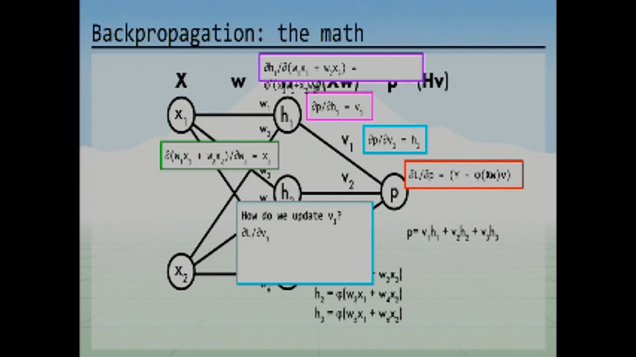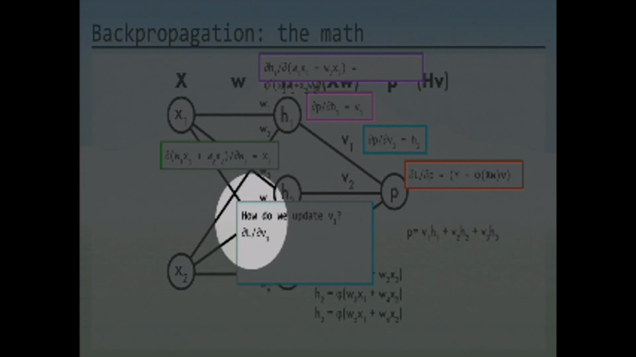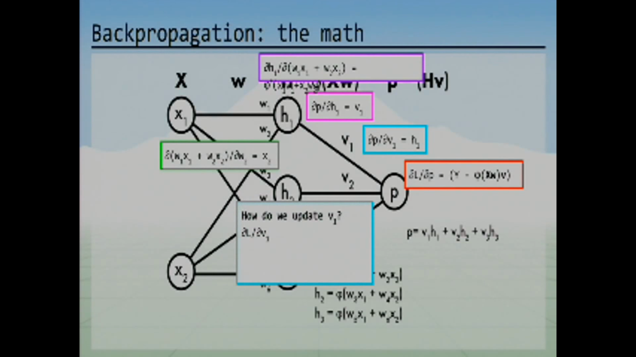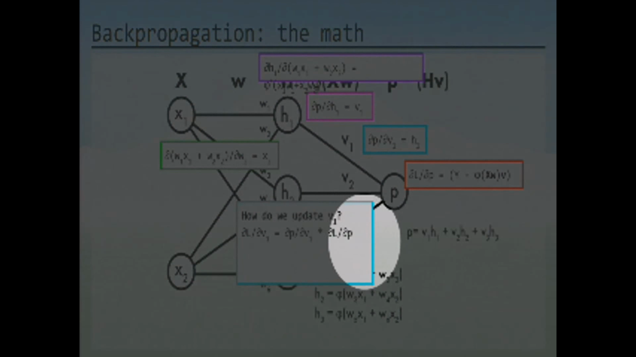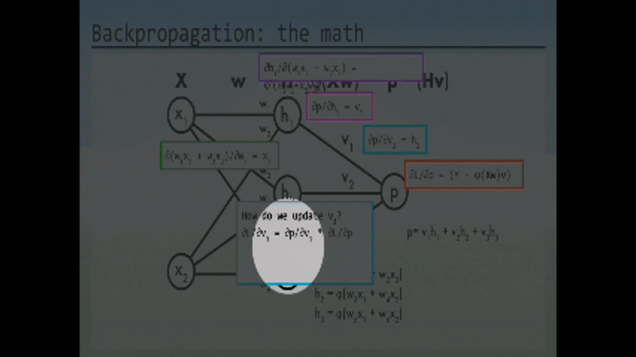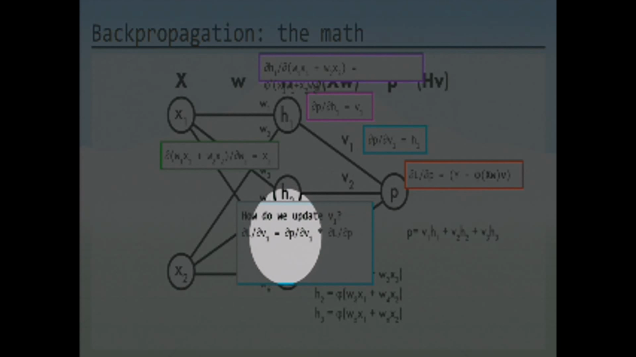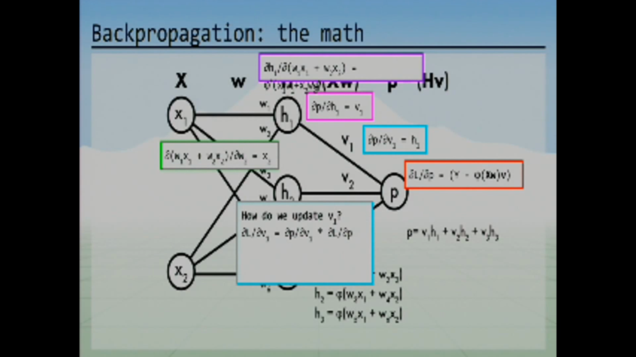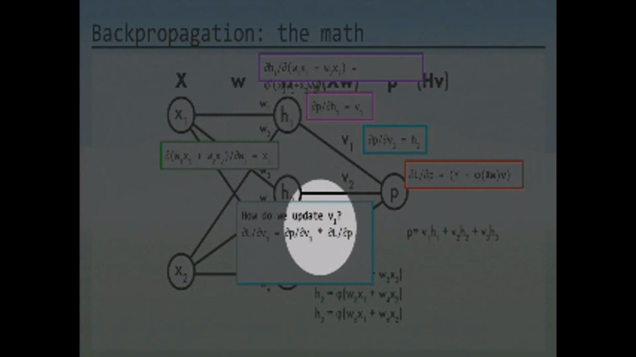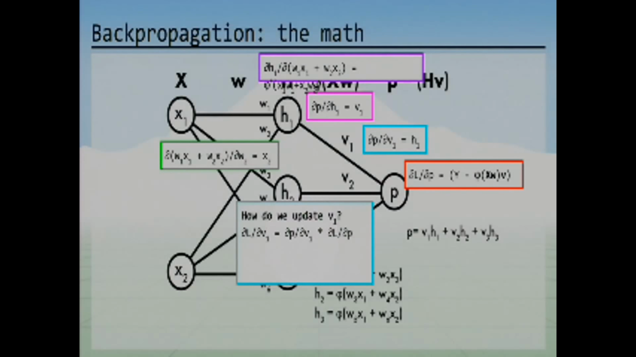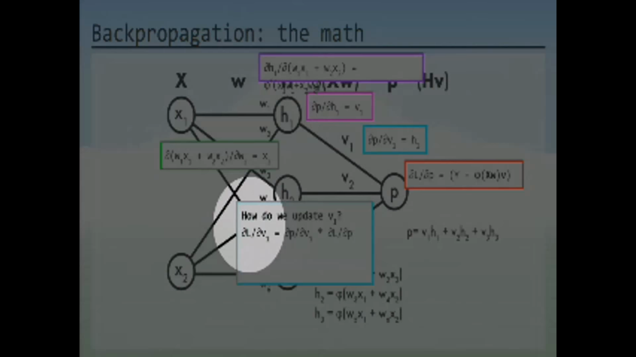So how do we update this weight v1 if we're doing stochastic gradient descent? Well, the information that we want is the partial derivative of the loss with respect to v1. And we can think of this as the partial derivative of the loss with respect to p multiplied by the partial derivative of p with respect to v1. If we think about this multiplication, the terms dp in the numerator and dp in the denominator are going to cancel out, and we'll be left with just dl dv1, which is the term that we want to calculate.